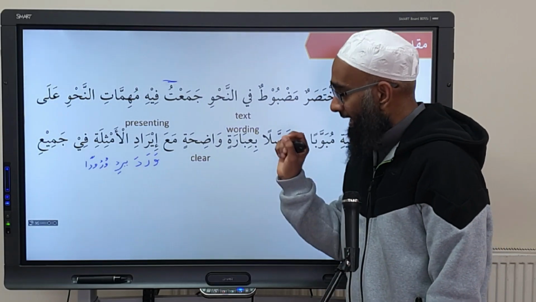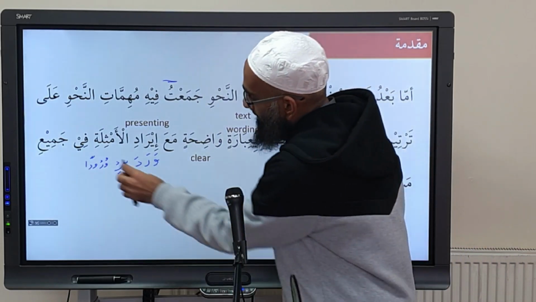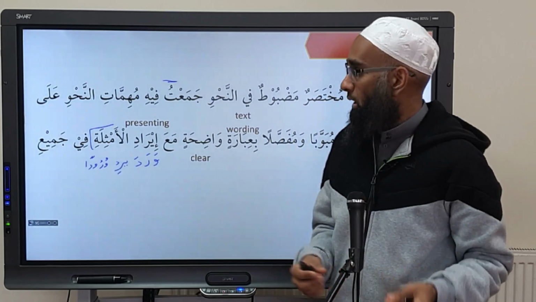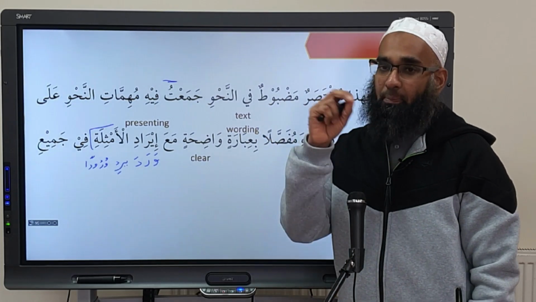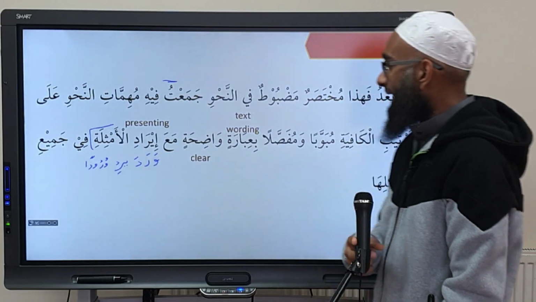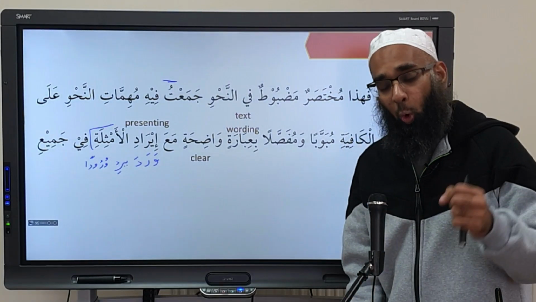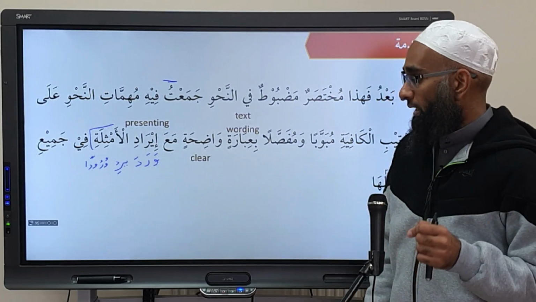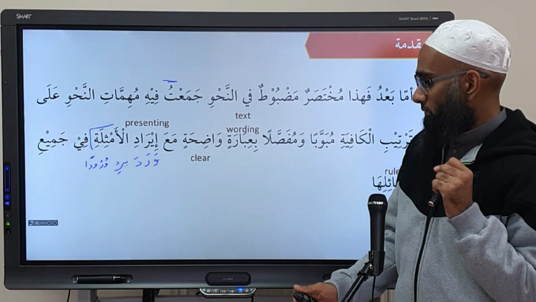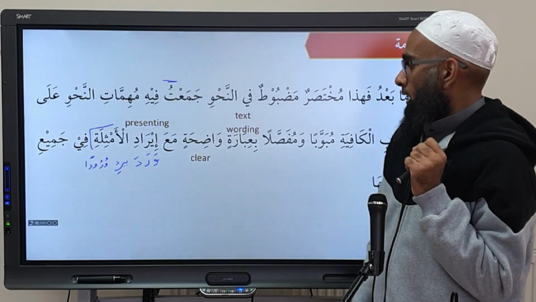So with clear text, along with presenting, what's the mudaf ilayh of the i'rad? Amthila. Amthila is a plural of mithal. Mithal means examples. So ma'a iradil amthila, along with presenting examples. Where are we presenting examples? Fi jami'i masailiha, in all of its rulings. Okay, in all of its rules.